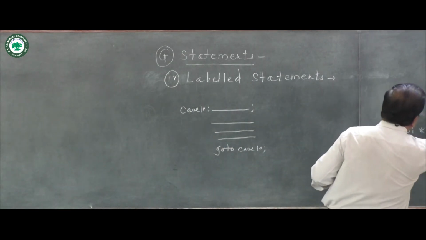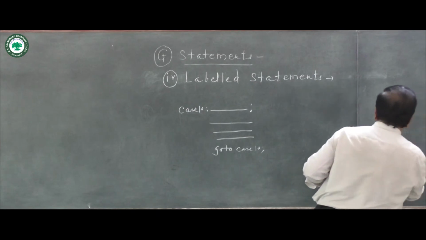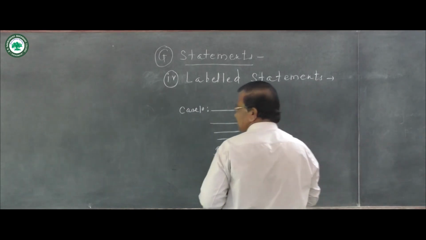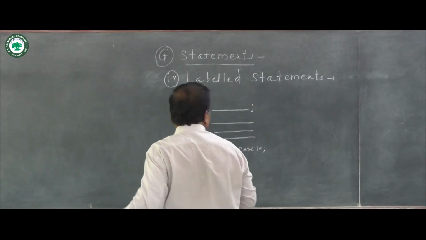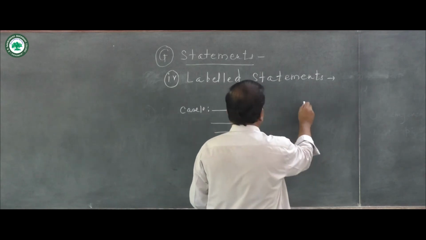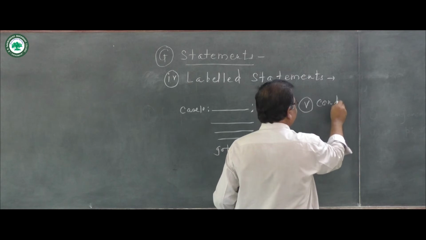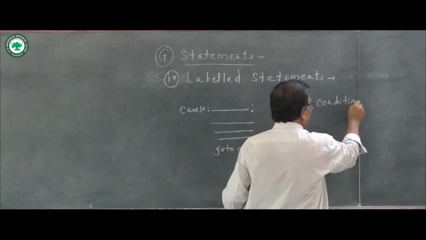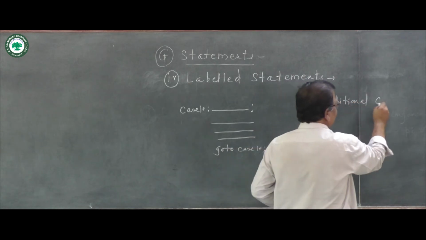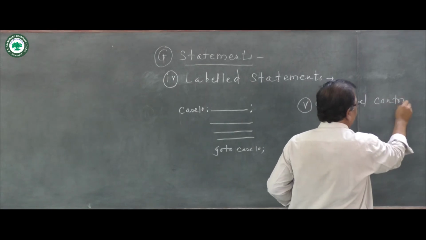Then after labeled statement, we will go to the fifth type of statements, which are conditional control statements.